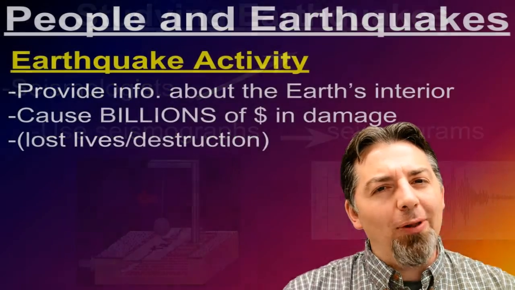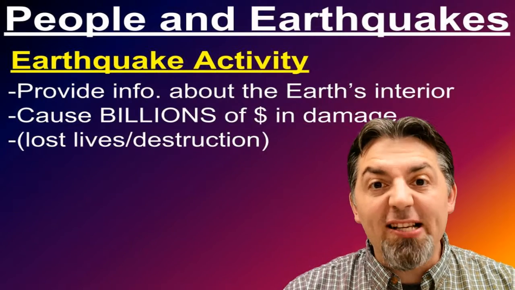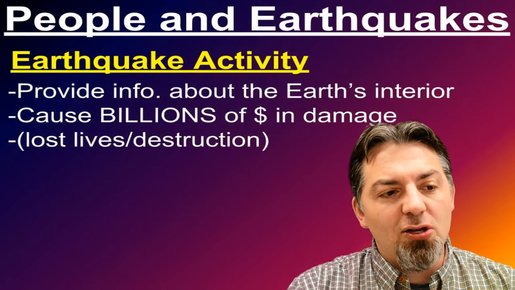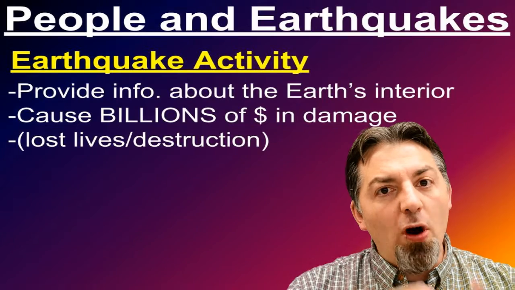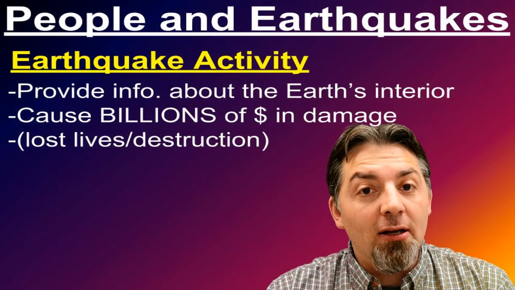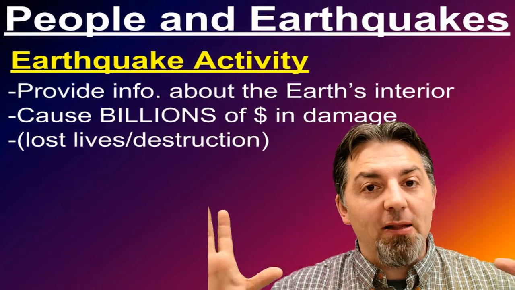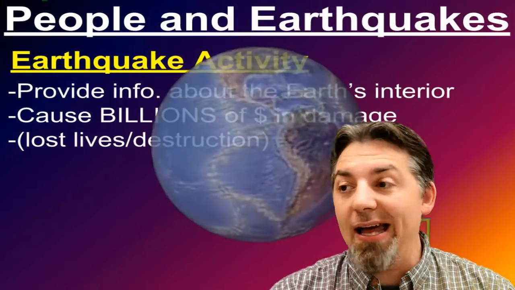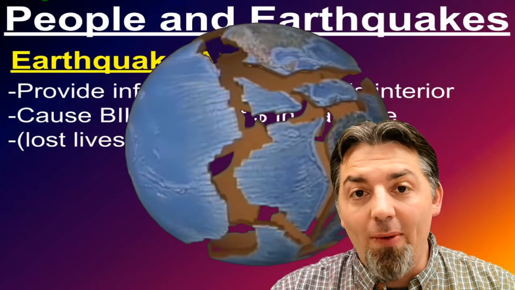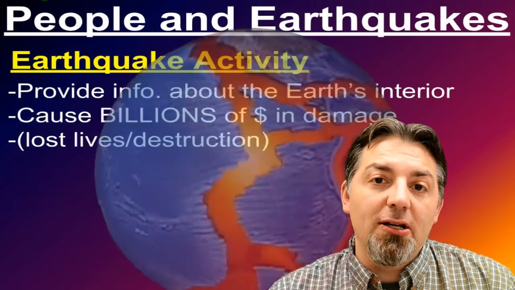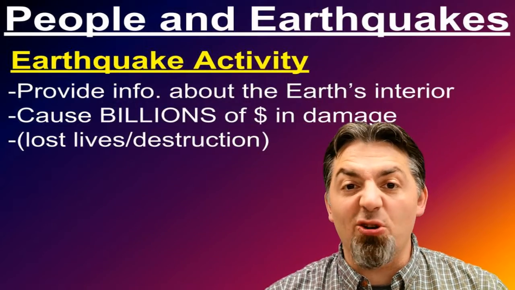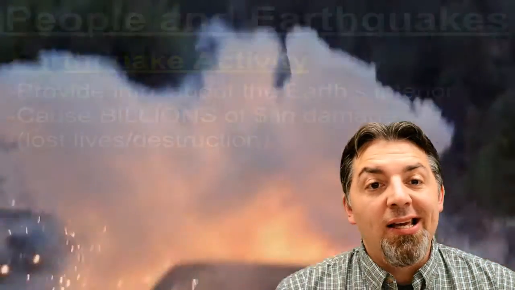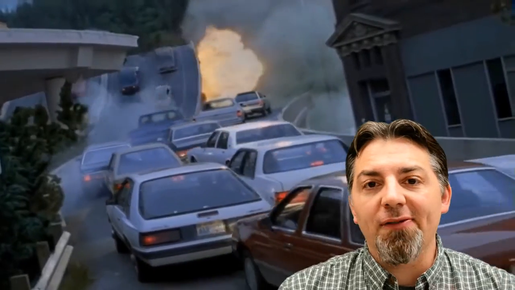So here's the thing. We're going to be looking at people and earthquakes and how earthquakes affect people. All right? One of the good things about earthquakes, oftentimes when we think about earthquakes, it's always about the bad stuff. But one of the good things about earthquakes is that without earthquakes, we wouldn't know much about the interior of the Earth. So that's a good thing. Some things I think we would consider not so good or bad things about earthquakes is that there's loss of life, and there's destruction of property, right? Earthquakes cause billions of dollars of damage every year.